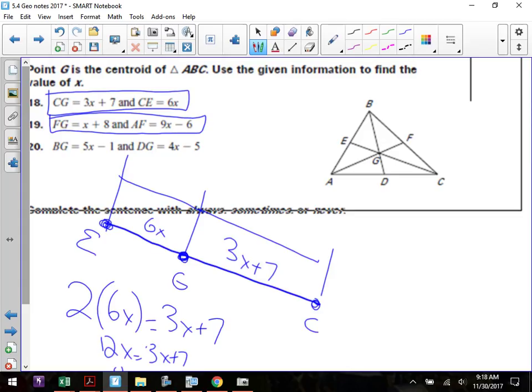FG and AF. Well, FG is the small portion, AF is the whole thing. Which means FG is 1/3 the size of AF. Okay with that? Write this out.